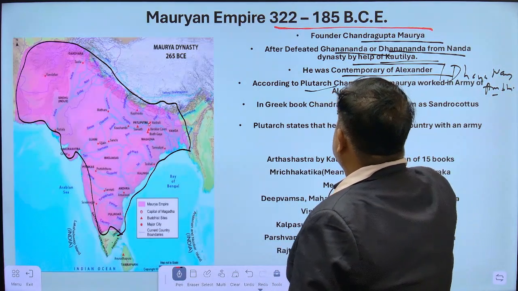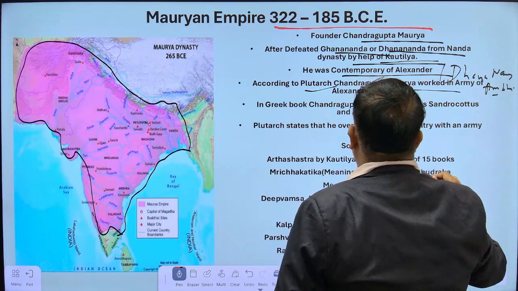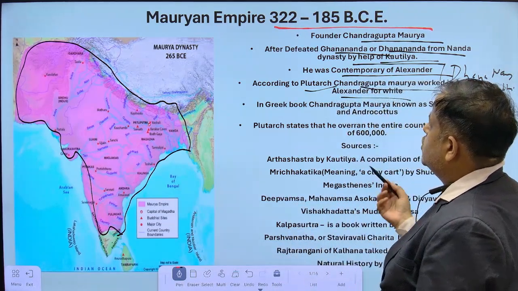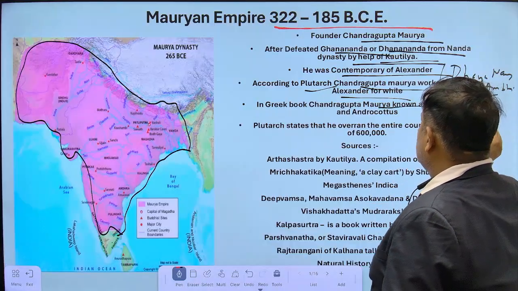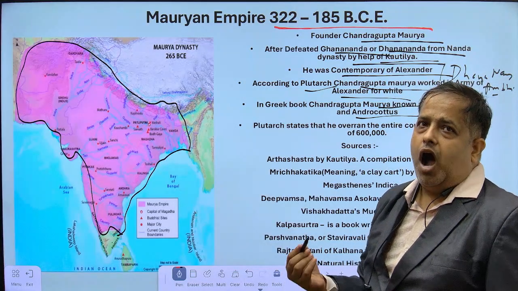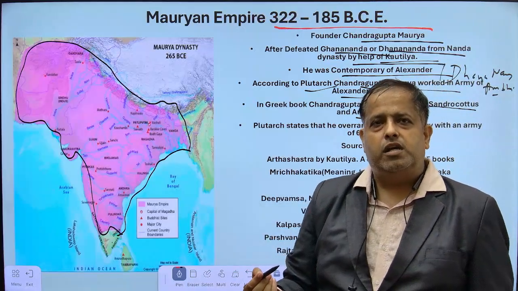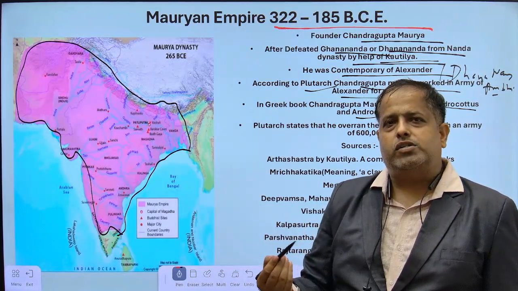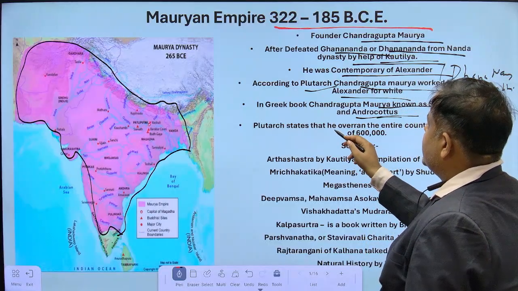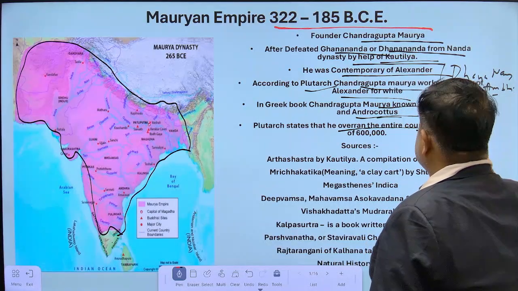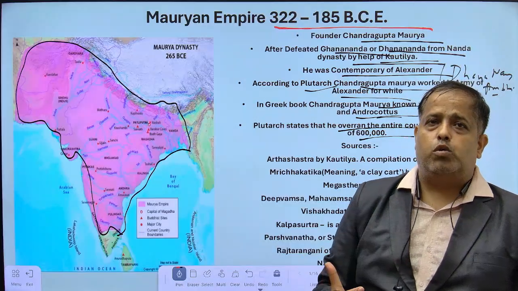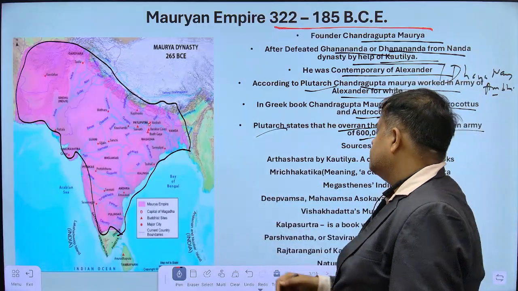According to Plutarch, Chandragupta Maurya worked in the army of Alexander for a while. According to Greek books, Chandragupta Maurya was known as Sandrocotus or Androcotus. So how was the name of Chandragupta Maurya written in Greek books? It was written as Sandrocotus or Androcotus. You have to focus on this. Plutarch states that he overran the entire country with an army of 6 lakh soldiers. So Chandragupta Maurya's army had 6 lakh soldiers. Who told us? Plutarch.